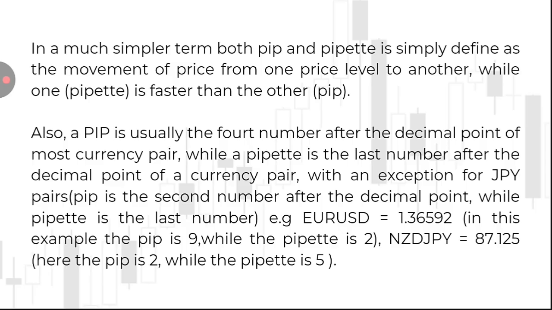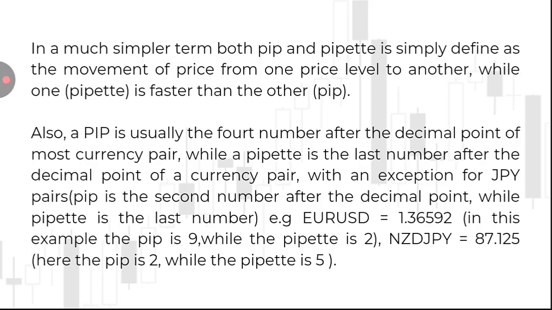So that is basically what I just explained. A pip is the difference between one price level and another, or when price moves from one price level to another. What you use to measure that difference or that price movement is the pip. Also, a pip is usually the fourth number after the decimal point of most currency pairs, while a pipette is the last number after the decimal point, with an exception for JPY pairs, where the pip is the second number after the decimal point, while the pipette is the last number after the decimal point.